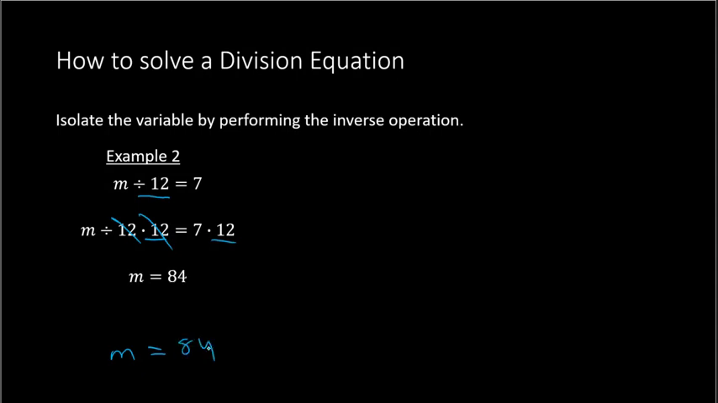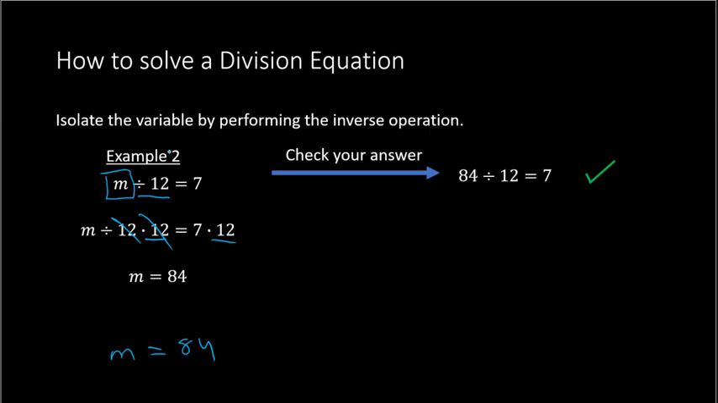So our solution is m equals 84. We can check our answer by plugging 84 back in for m, back into the original equation, where now we have 84 divided by 12 equals 7. That is a true statement, which means we have the correct answer for m.